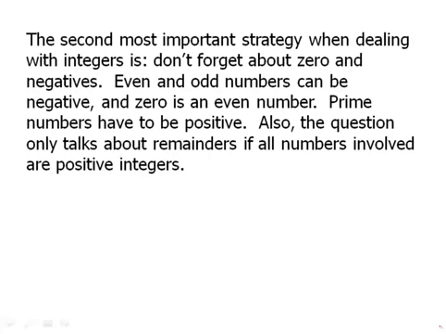Prime numbers do have to be positive, so if you're told the number is prime, you do know it is a positive integer. Also, the question only talks about remainders if all the numbers involved are positive integers. So that's another case where you know you're dealing with positive integers.